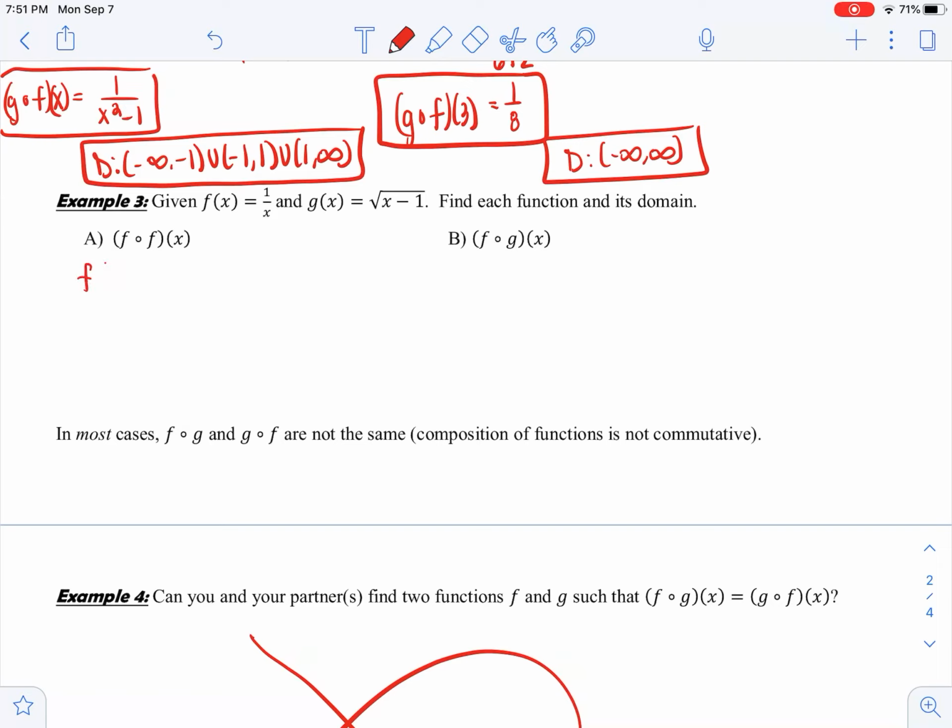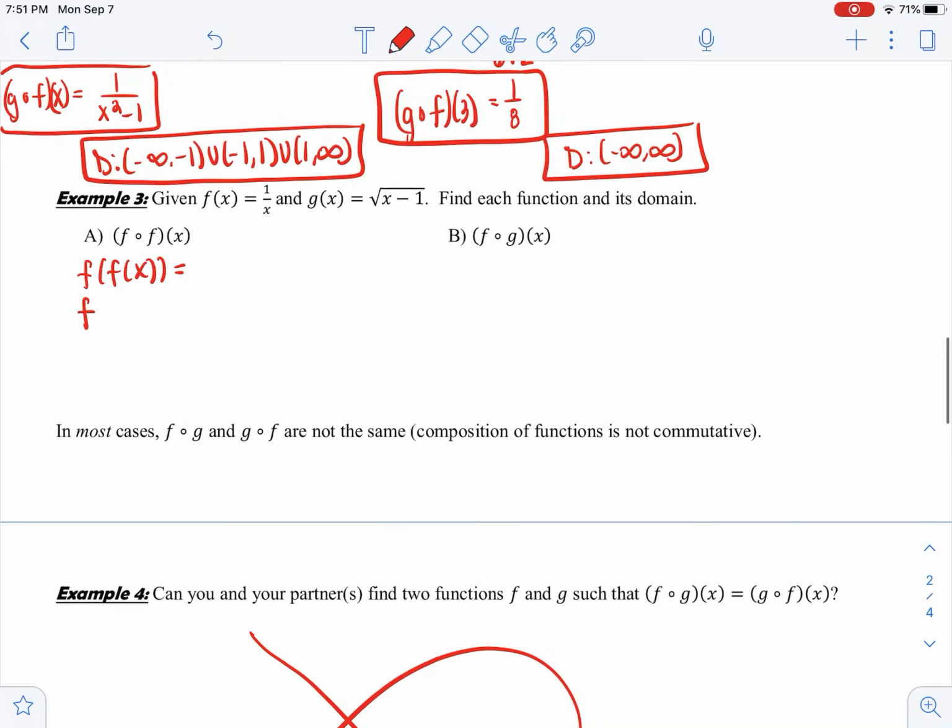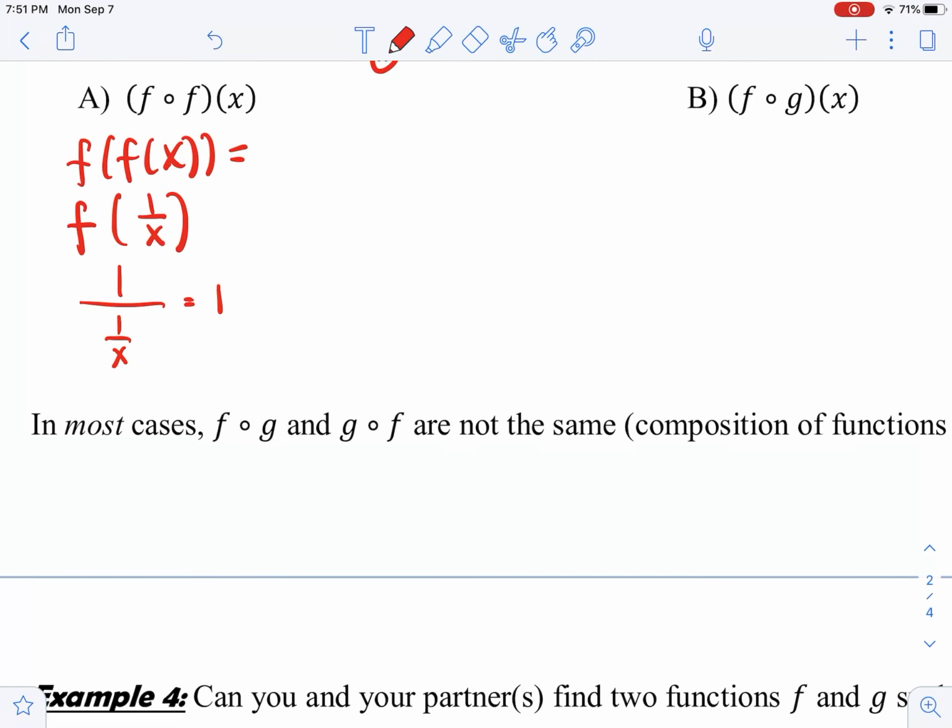Okay, so f of x, what's f of x? 1 over x. So I'm going to plug that into f. So here I'm going to plug in 1 over x. So I have 1 over 1 over x. Can't leave a fraction in a fraction. Remember, that's 1 divided by 1 over x. We don't divide by fractions. We multiply by the reciprocal. The reciprocal of 1 over x is x over 1, which is x. So on that, we just get x. So f of f of x is x.